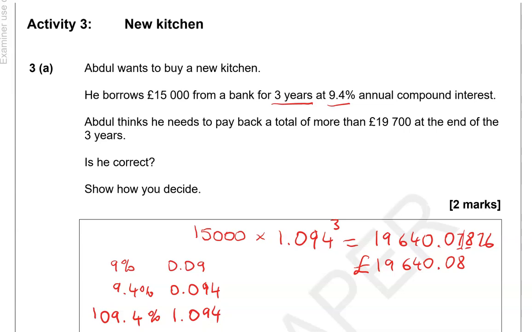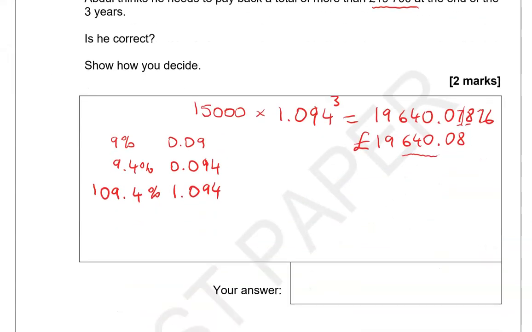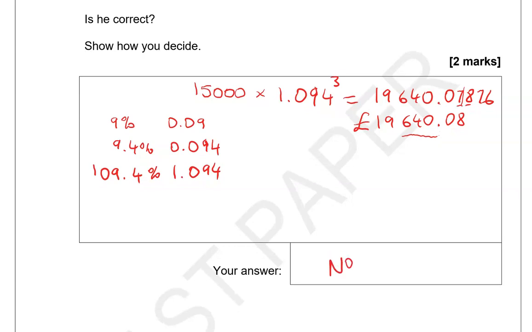So Abdul thinks he needs to pay back a total of more than 19,700 at the end of the 3 years. Is it correct? No, because this is less. So we're going to say no, he will pay less. But just say no is more than enough with the evidence that we've got.